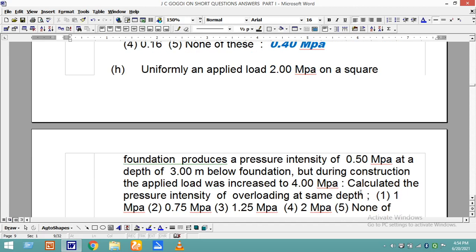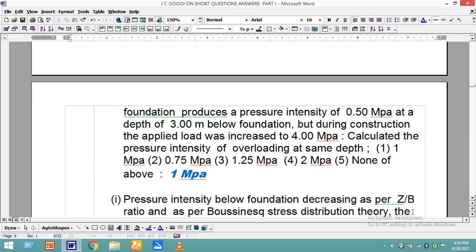Calculate the pressure intensity of overloading at the same depth. 1 MPa, 0.75 MPa, 1.25 MPa, 2 MPa, none of this.